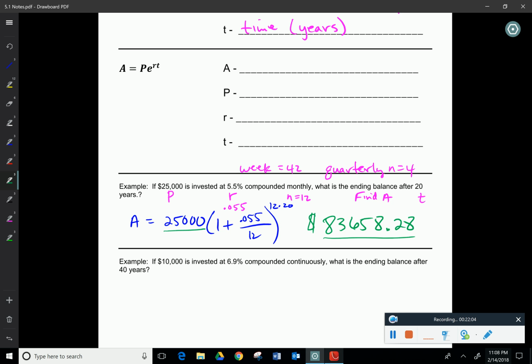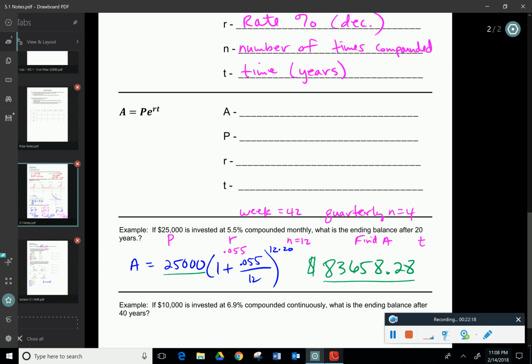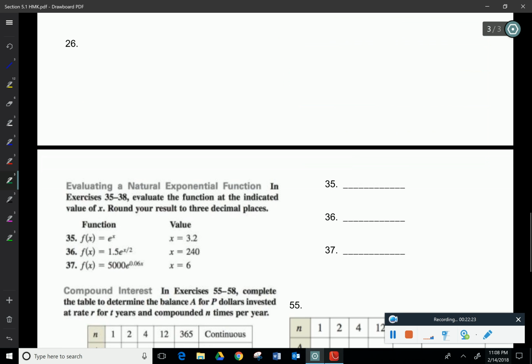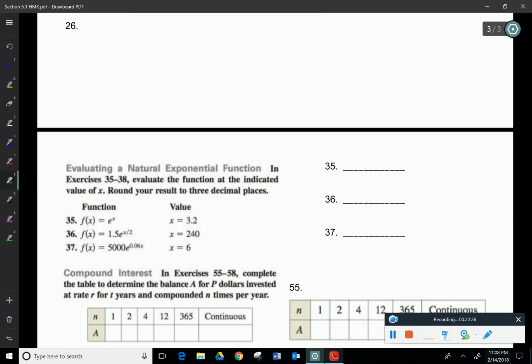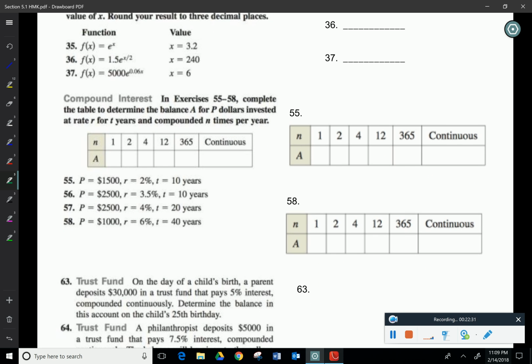Okay. And then we've got one more formula, right? You know what? I'll tell you what. Why don't I have you go ahead and do the homework problems that are similar to this one? So if you go and look at the homework, we're going to skip the 35, 36, 37 for a minute. So now we're over here on 55 and 58. Okay, 55 and 58. So go ahead and work on 55 and 58.